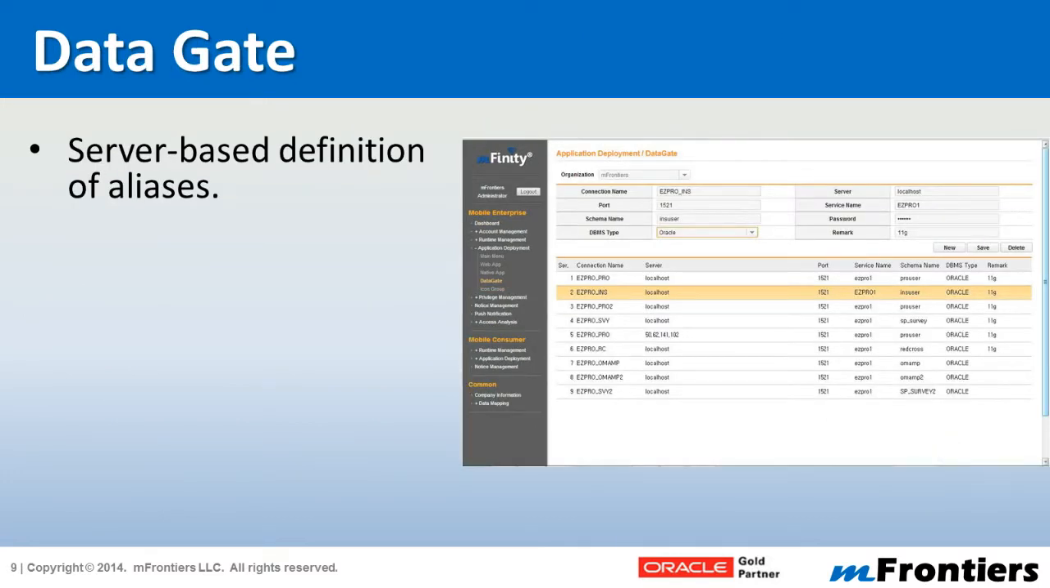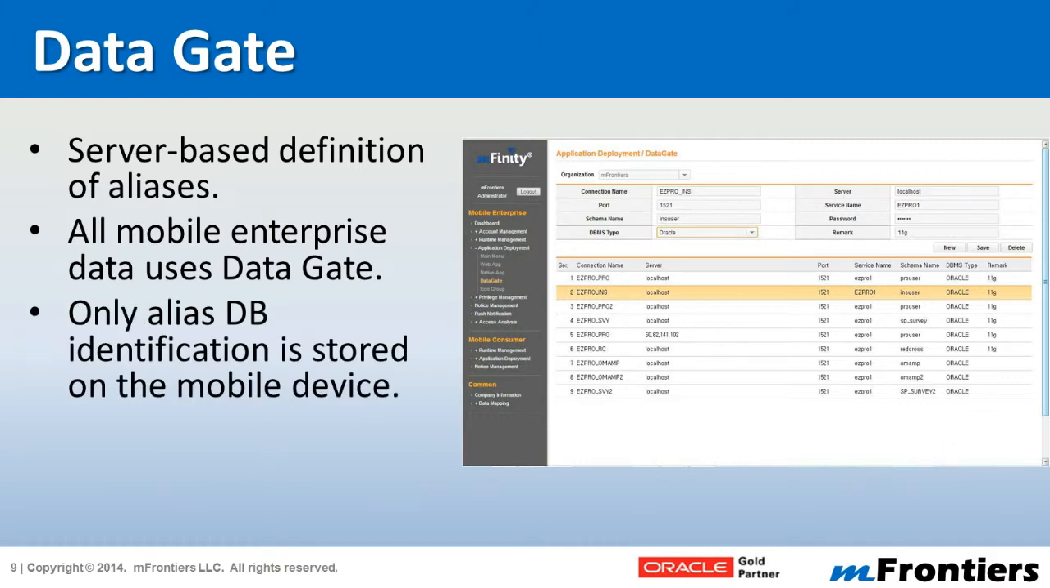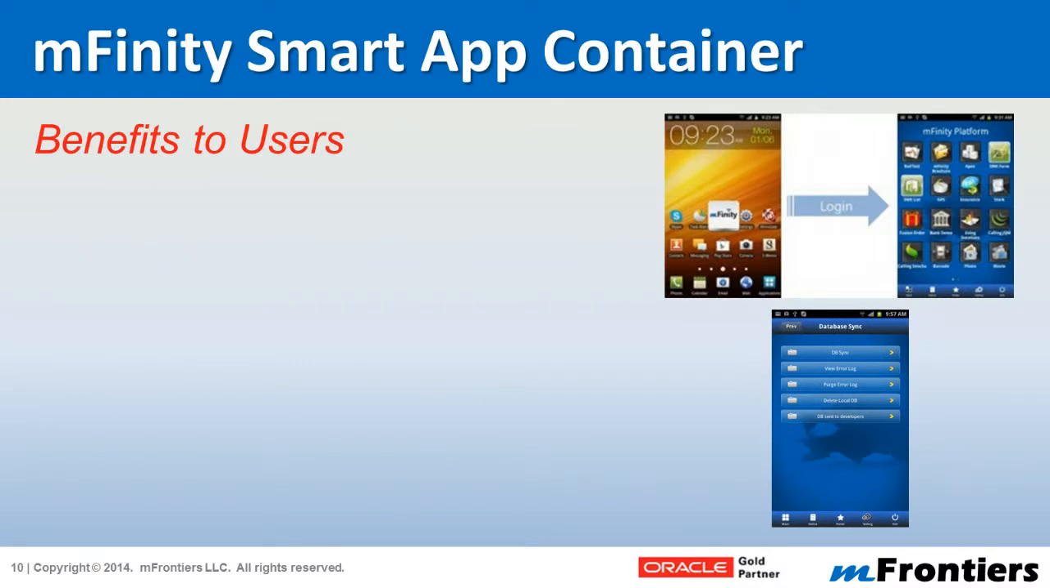Datagate is the server-side assignment of database aliases that are used by developers. With Datagate, only database aliases are stored on the mobile device. Since real database identification is never used in the database connection streams, this provides an additional layer of data security for the mobile environment. Earlier I mentioned that mFinity on the mobile device is a smart app container box.